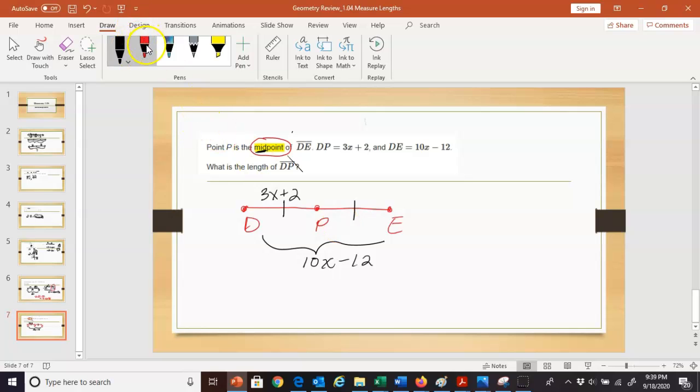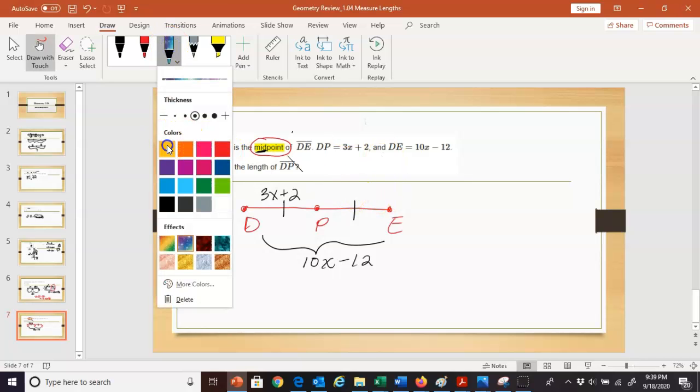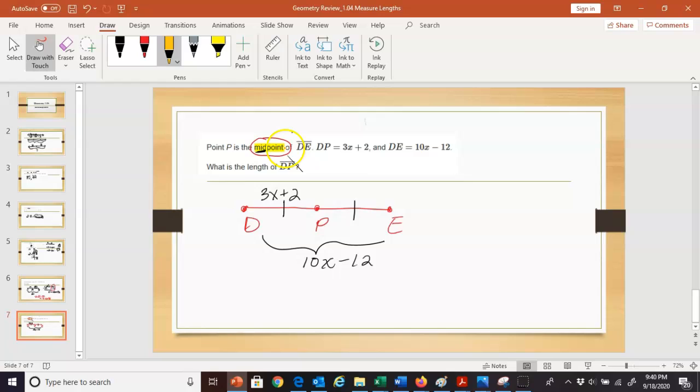So I am going to label this line 3x plus 2. Because we know from the definition of midpoint, P is right in the middle, so that makes each of these parts congruent, or the same. So if DP is 3x plus 2, that must mean so is PE. So that gives us some more information to try to figure out x, because now we can use the segment addition postulate. This piece plus this piece equals the whole thing.